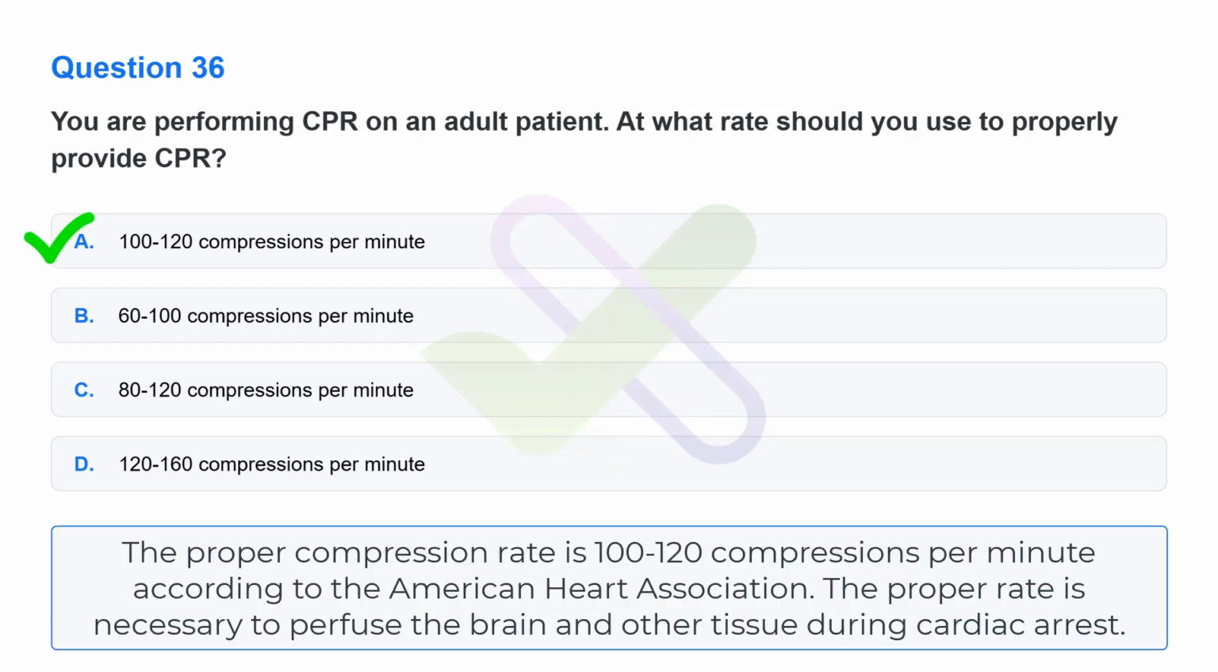Correct answer. A. 100 to 120 compressions per minute. The proper compression rate is 100 to 120 compressions per minute according to the American Heart Association. The proper rate is necessary to perfuse the brain and other tissue during cardiac arrest.